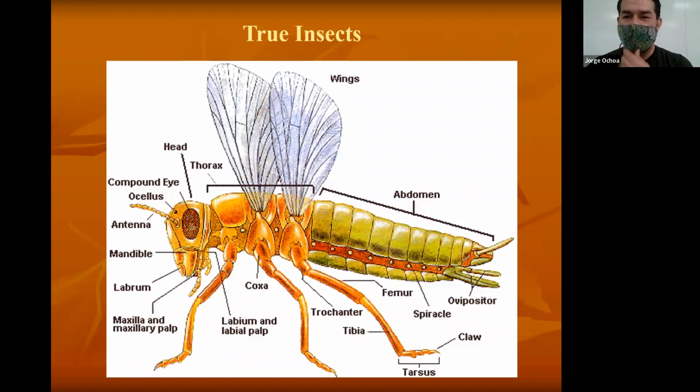So when we're going to be looking at the true insects, we're not taking shrimps, we're not taking crabs, we're not taking lobsters unless it's already seasoned to perfection. Then we'll take it, but not if it's alive.